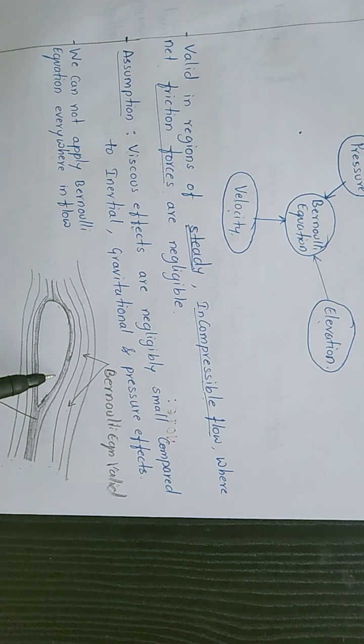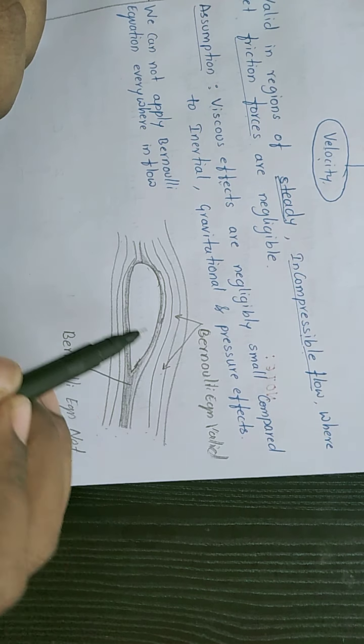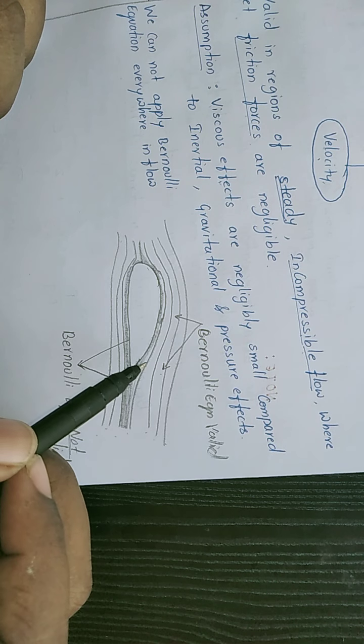For example, if this is an object and there is some fluid flowing over this object, near the surface of the object, in this region where the viscous effects are more, here we cannot apply Bernoulli's equation, whereas we can apply Bernoulli's equation in this region away from the body. Here we assume it is inviscid flow, meaning though the viscous force exists, it is very small.